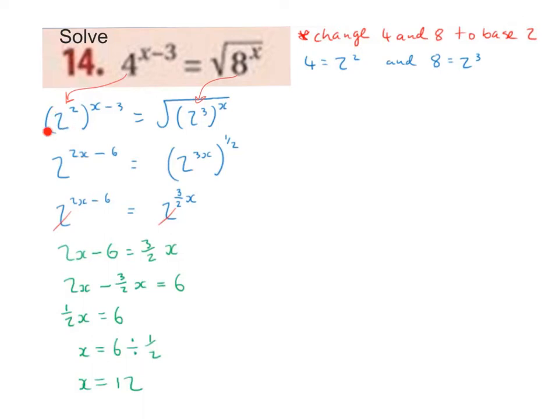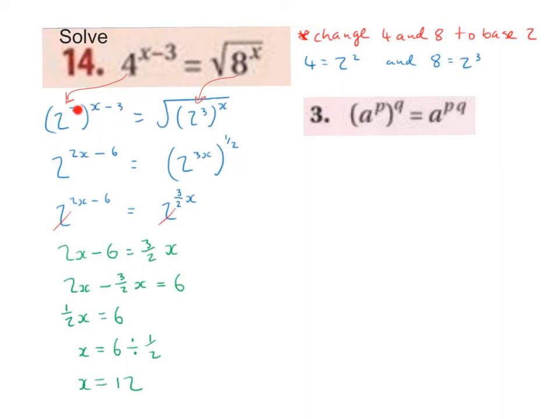So I have 2 to the power of 2 raised to the power of x minus 3. So what I'm doing here is I'm raising a power to a higher power. And I'm going to use law number 3 of indices, which tells me that when I raise a power to a higher power, I multiply the powers. So a to the power of p raised to the power of q gives me a to the power of pq, so a to the power of p multiplied by q. So when I'm raising a power to a higher power, I multiply the powers.